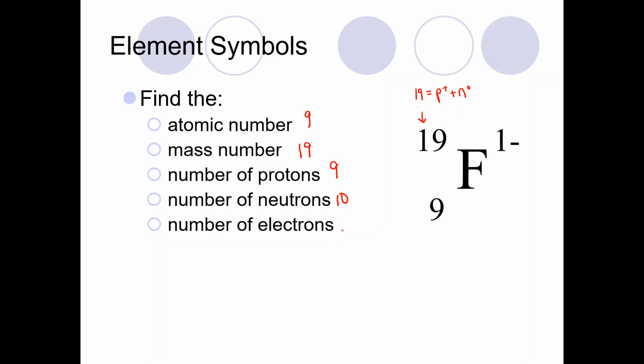Here, number of electrons. Normally, if I had 9 protons, I would have 9 electrons if this atom was neutral, but it's not. It's got a 1 minus charge, which means it has 1 more electron than protons. 10 electrons. This must have gained 1 electron to become this 1 minus ion. Oh, look, I had the answers right there.